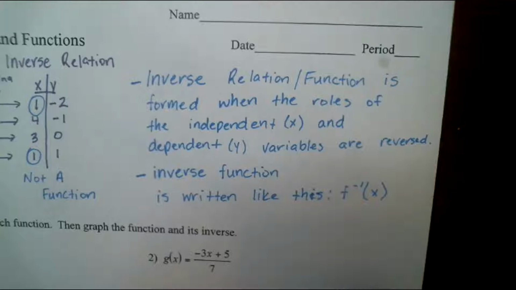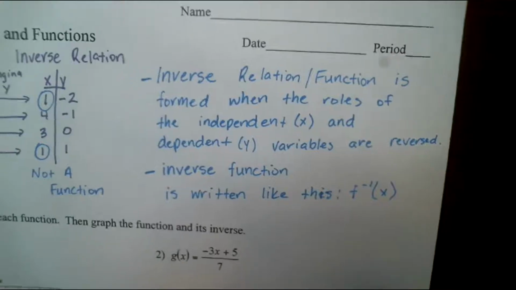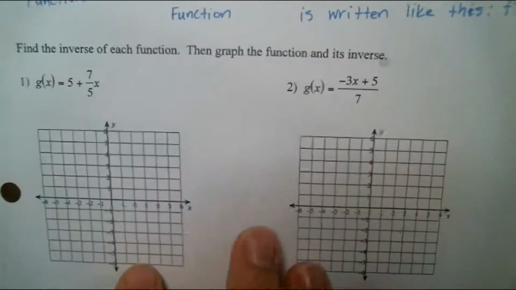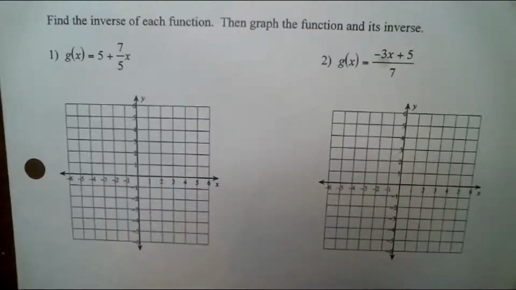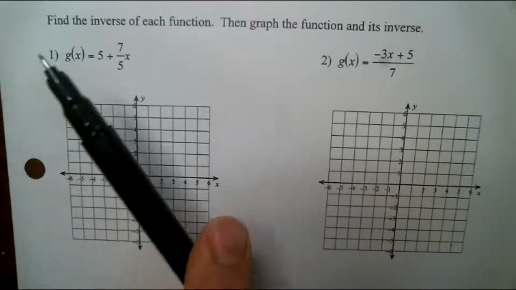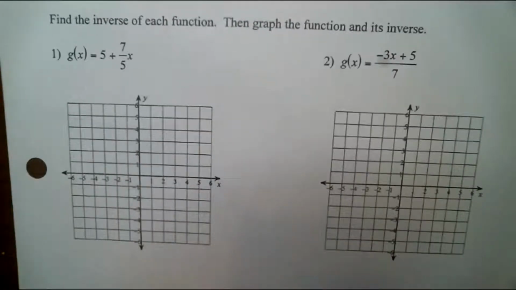Okay. So let's jump down to the bottom here. It says for number 1, find the inverse of each function, then graph the function and its inverse. So first step we need to do is find the inverse. Then we need to graph the function and its inverse. All right. Should be pretty simple. So first step is to find the function. Or no, we have the function. We need to find the inverse function.